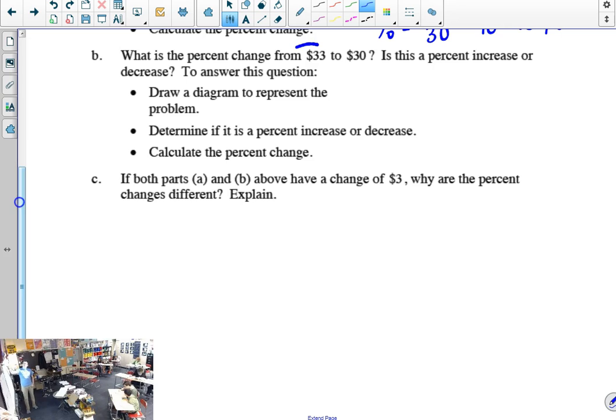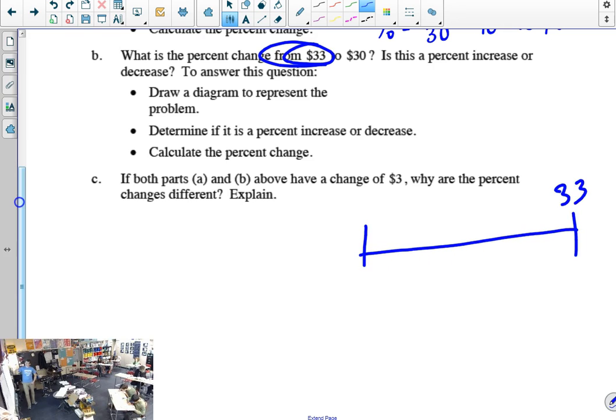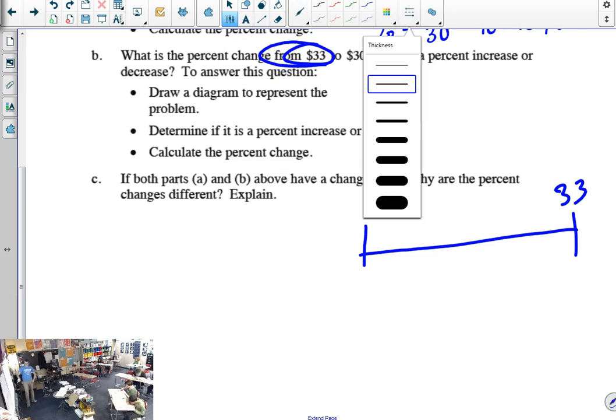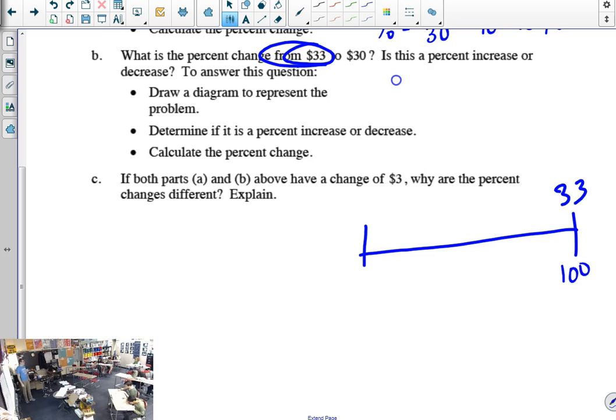So, from 33, sorry, I guess I should have circled the "from." That means that 33 is now, and it might help a lot of you to draw this, because this is the weird one where people start to screw up. That's my 100%. My new value. Ian, what's my change? $3. Yes. Oh, I see it. My change is still $3. But what I'm referencing is different.